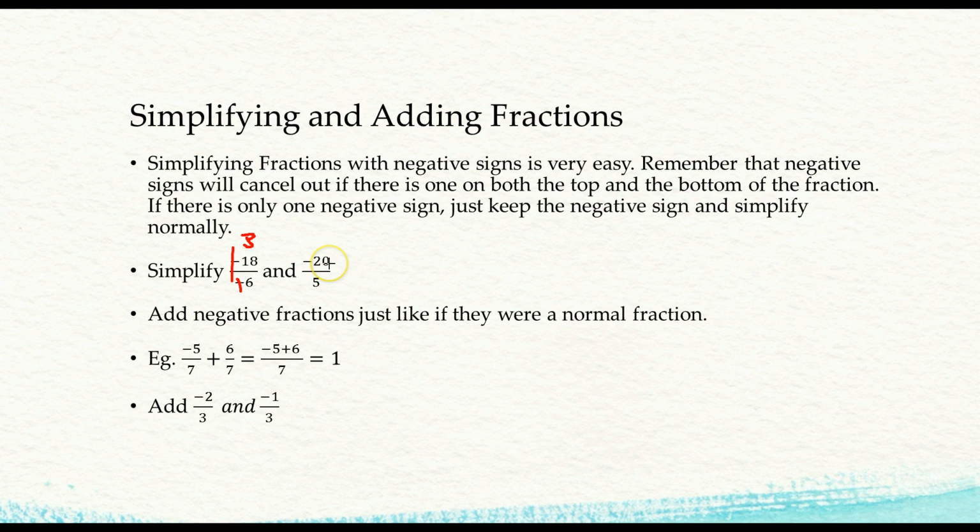Negative 20 divided by 5. There's only one negative sign, which means that we keep the negative sign, and then we just simplify normally. So this will just turn into negative 4.